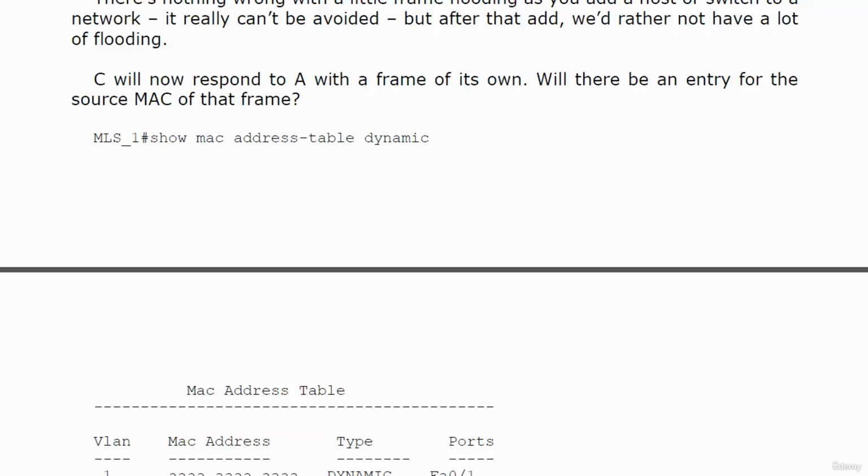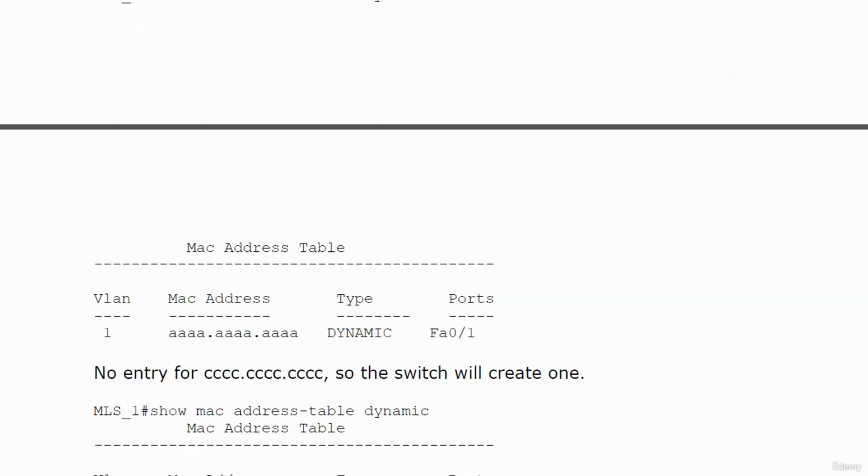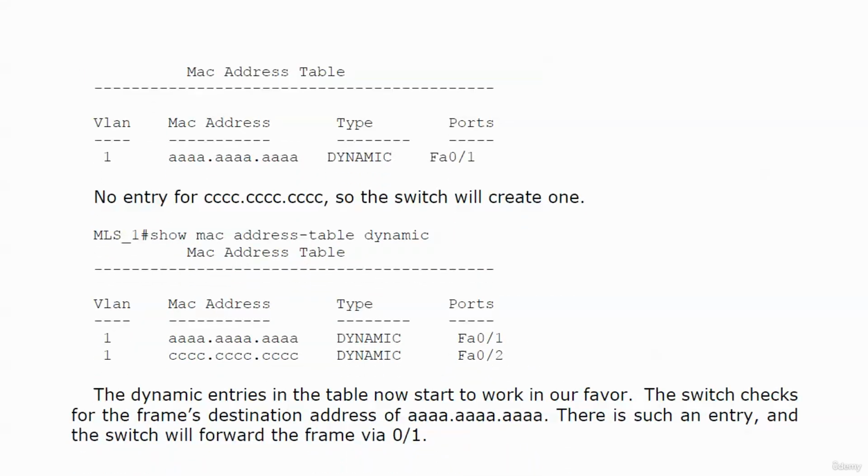Now, C responds to A with a frame of its own. Is there an entry for the source MAC address of that frame? Well, there isn't, because we know at this point the MAC address table only has the address of host A. There's no entry for host C, so the switch creates one, and now we have dynamically learned MAC addresses just that quickly for devices A and C.